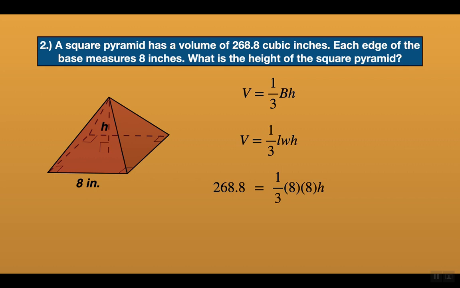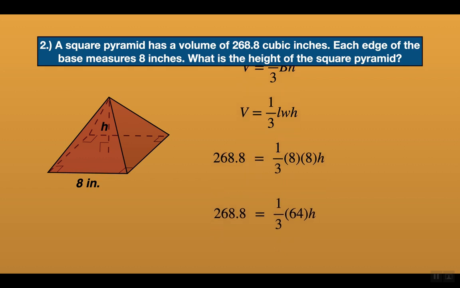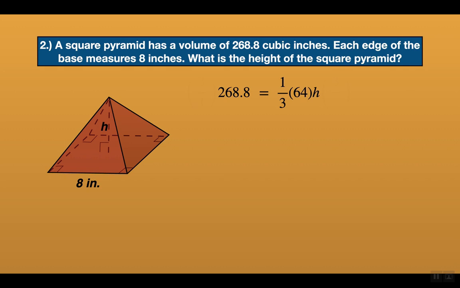Now from there, let's start simplifying our equation. Let's start with multiplying 8 times 8, which is going to give us 64. Now for our next step, we could just get 1/3 of 64 by dividing 64 by 3, but that's going to give us a decimal. And a better way to get rid of that 1/3 is to multiply both sides by the reciprocal of 1/3, which is going to be 3/1. So let's go ahead and multiply both sides of the equation by the reciprocal.